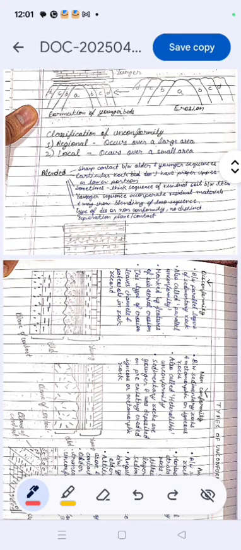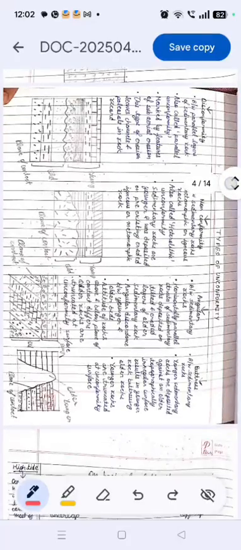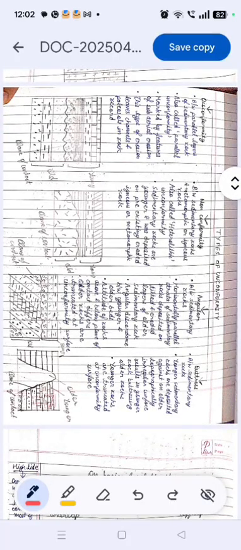So in today's video we will talk about classification of unconformity: regional unconformity, which occurs over a large area, and local unconformity, which occurs over a small area. Now we move to further types. First is the disconformity. Disconformity is between the parallel layers of sedimentary rock. It is also called parallel unconformity.